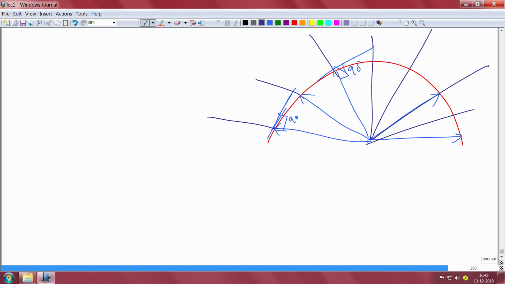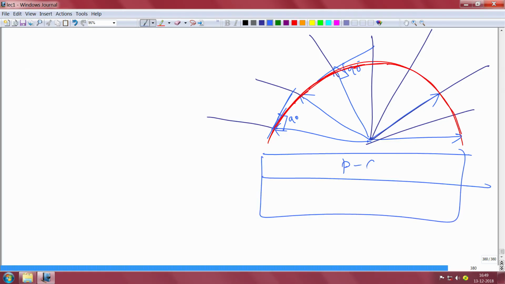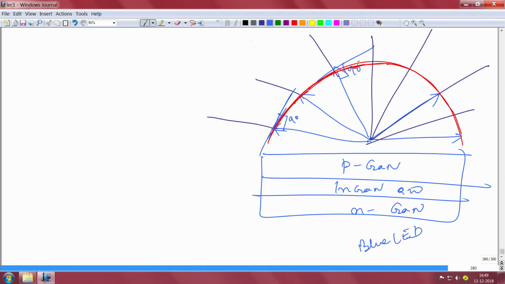Of course, it is almost impossible or very difficult to make a gallium nitride or gallium arsenide wafer which is spherical like this. So what you do is you have your wafer. This is your P gallium nitride. This is your indium gallium nitride quantum well. This is your N type gallium nitride. Suppose it is a blue LED. What you do is you put a hemispherical coating like that. This is a hemispherical coating.